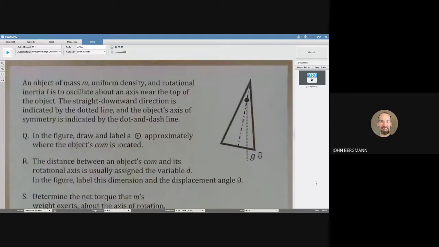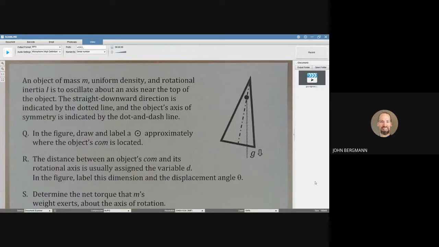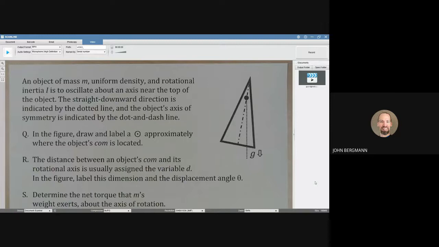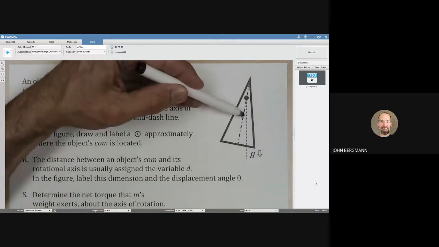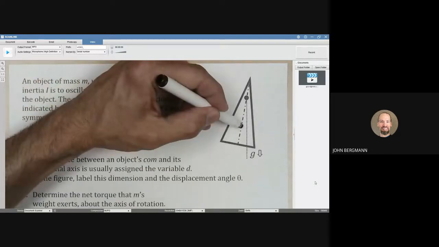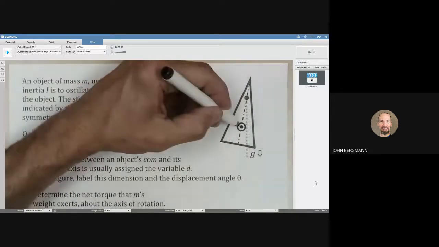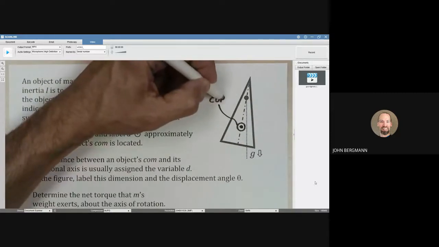An object of mass m, uniform density, and rotational inertia I is to oscillate about an axis near the top of the object. The straight downward direction is indicated by the dotted line, and the object's axis of symmetry is indicated by the dot and dash line. In the figure, draw and label approximately where the object's center of mass is. Well, in an object like this, it's not going to be half of the height. It's going to be down here further, somewhere about right there. Right there is the center of mass, approximately.